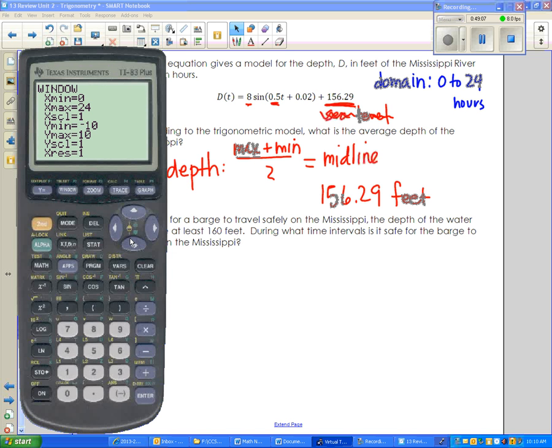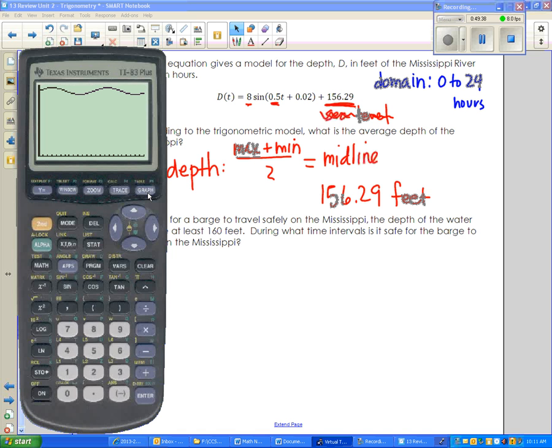Now, the y value is going to correspond to the depth of the Mississippi. Well, I know the average depth is 156.29. I also know that the amplitude is 8, so that means it's going to go up 8 and down 8. So roughly, if I do a rough estimate, I know the highest this thing is going to be is about 164, 165. So again, my y min, I'm just going to keep it at 0, and my y max, I'm just going to go ahead up to 170. And let's see what that looks like.